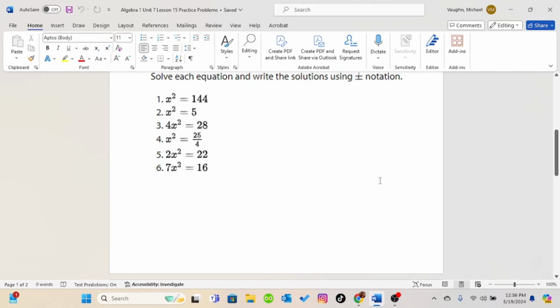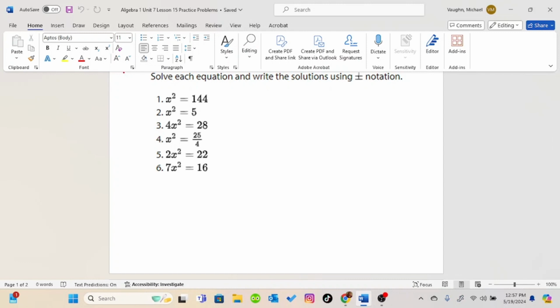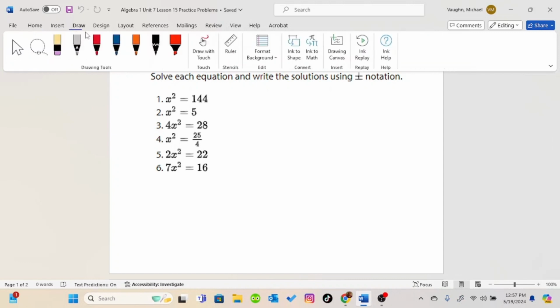In our first practice problem, they want us to solve each equation and write the solutions using the plus-minus notation. And what they mean is, for number 1, we have x squared equals 144. So we would take the square root of both sides, and this would become x equals plus or minus 12.